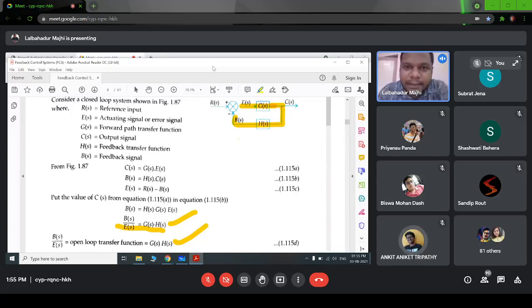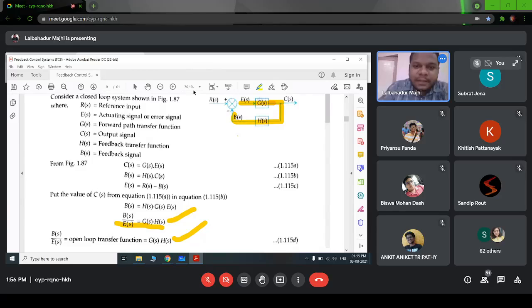Later this is basic. So it is open loop.